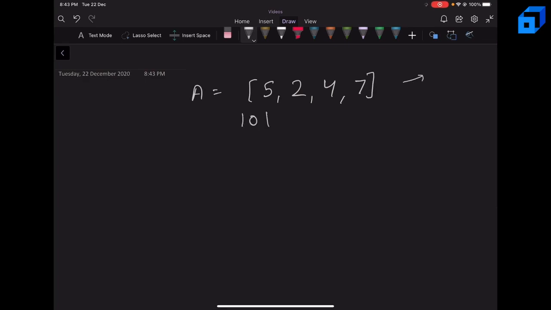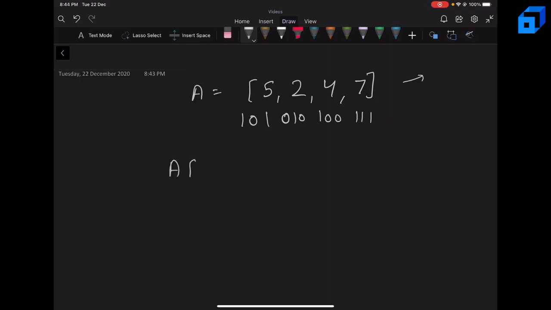So the binary representation of 5 is 101, of 2 is 010, of 4 is 100, and of 7 is 111. Now why are we writing the binary representations? Because we can actually solve this problem bit by bit individually. That is, we'll find the contribution of each bit.